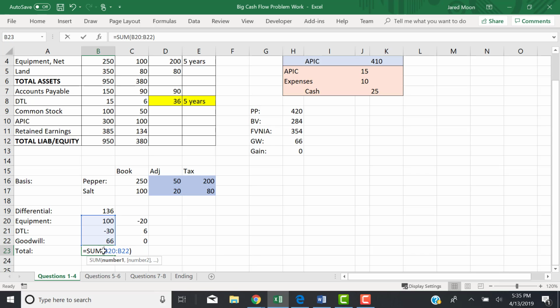Now this is your check figure. Why does this say true right here? Because your total differential that you've allocated, the sum of all those parts, does in fact equal your differential up here. And if those don't equal, then you know you've done something wrong or forgotten something. So that answers the fourth question. Now we'll move on to the fifth question.